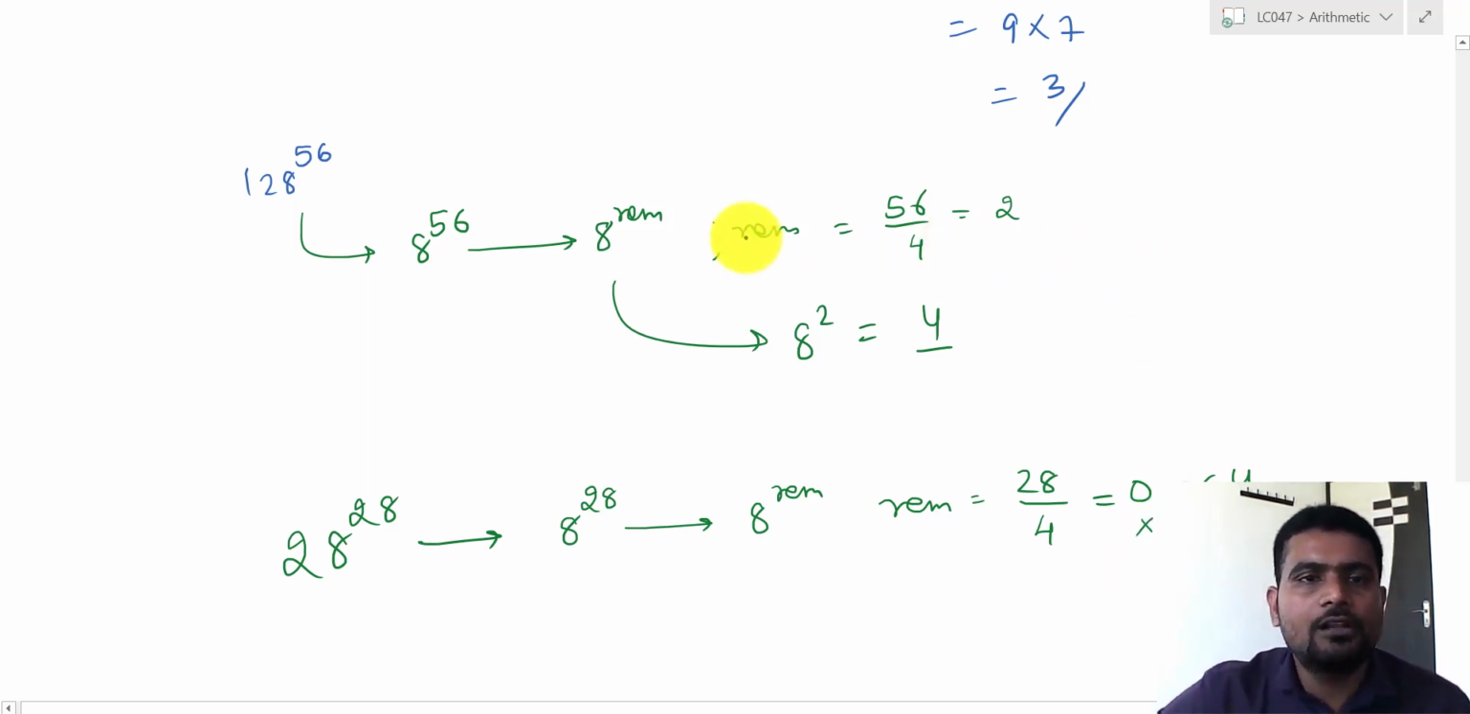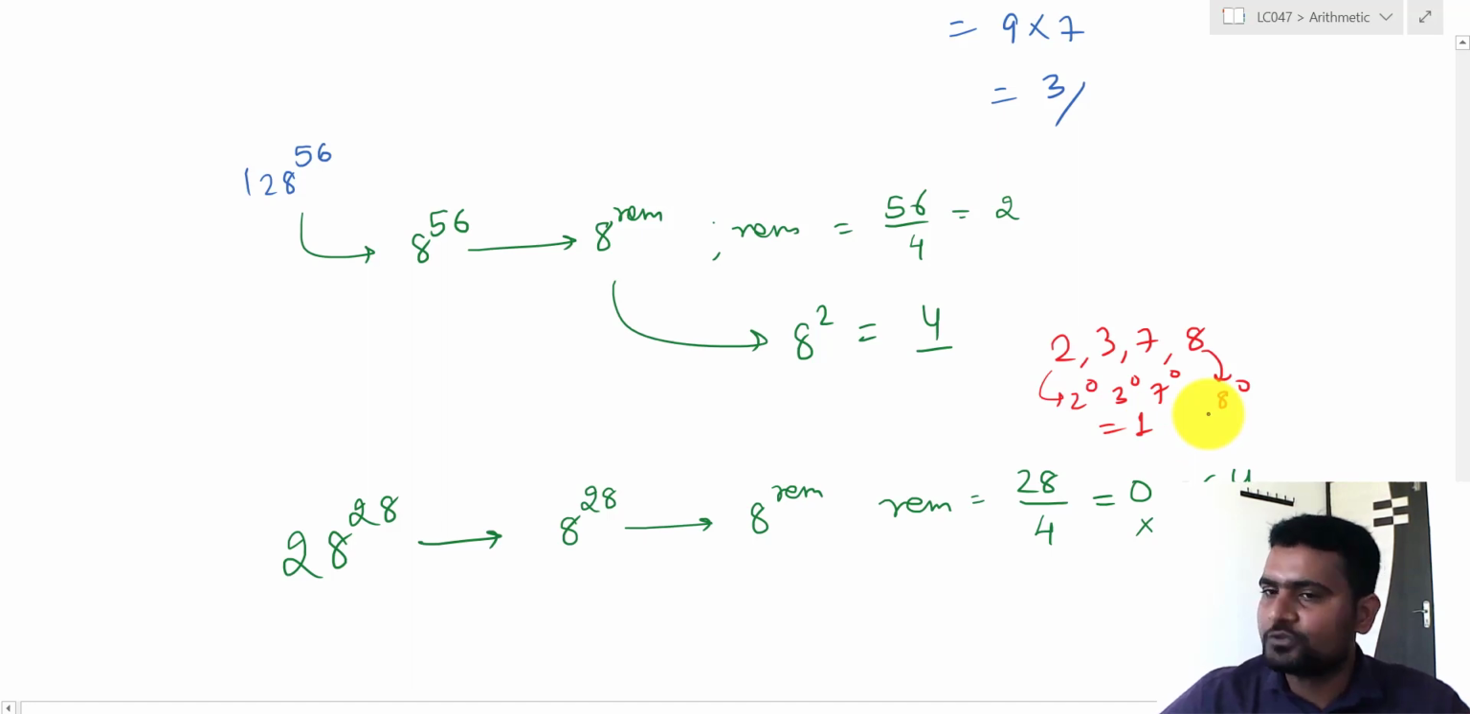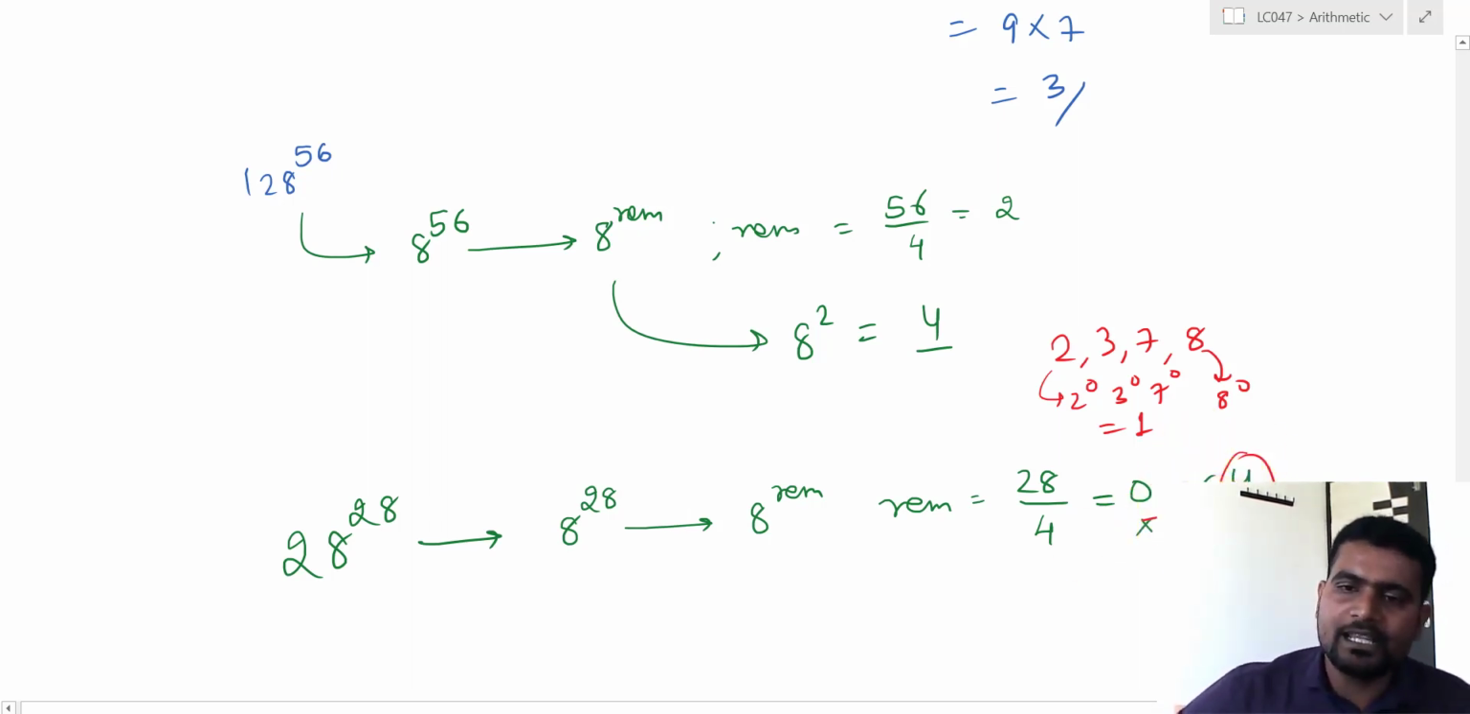I told you why we are not taking 0. Because if you look for 2, 3, 7, 8, and if somehow you take the remainder 0, so it will be 2 raised to power 0, 3 raised to power 0, 7 raised to power 0, and 8 raised to power 0. And anything power 0 is 1. So answer will be similar and it will give wrong answers. That is why we are going for remainder 4, not 0. Okay. So we will be taking remainder 4.